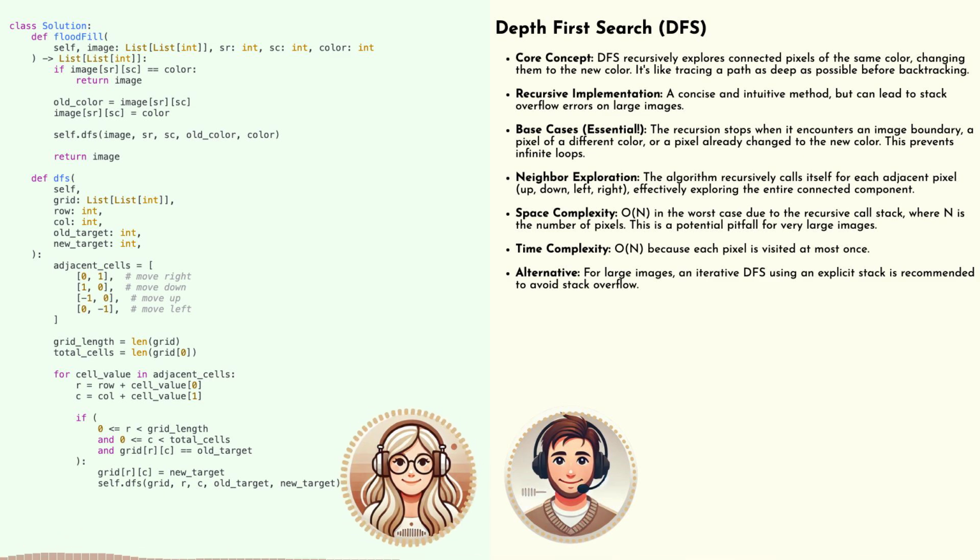Before changing a pixel's color, we need to check if it's within the boundaries of the image and if it has the original color. If not, we stop. It's like our explorer knowing when they've hit a wall or stumbled out of the cave system that they're mapping. This is all starting to click now.